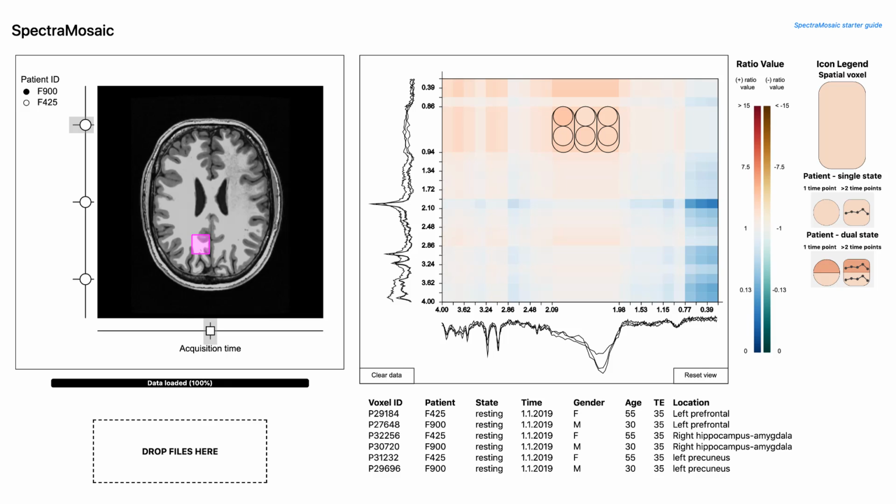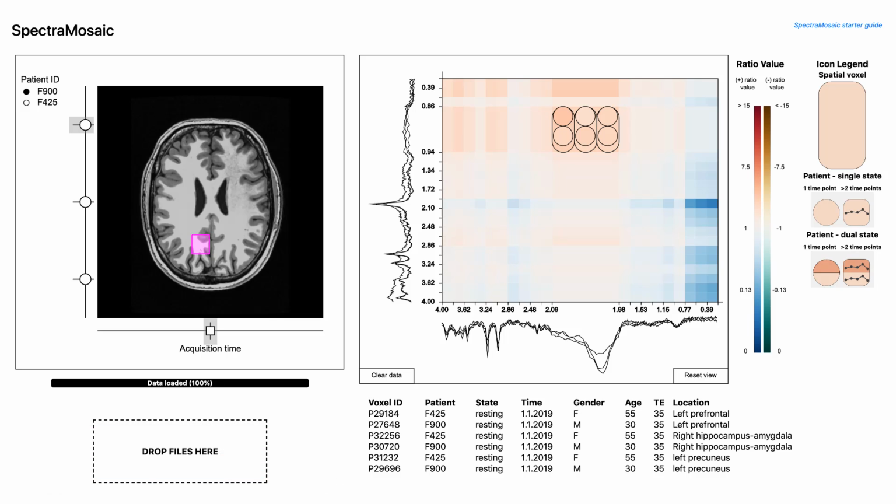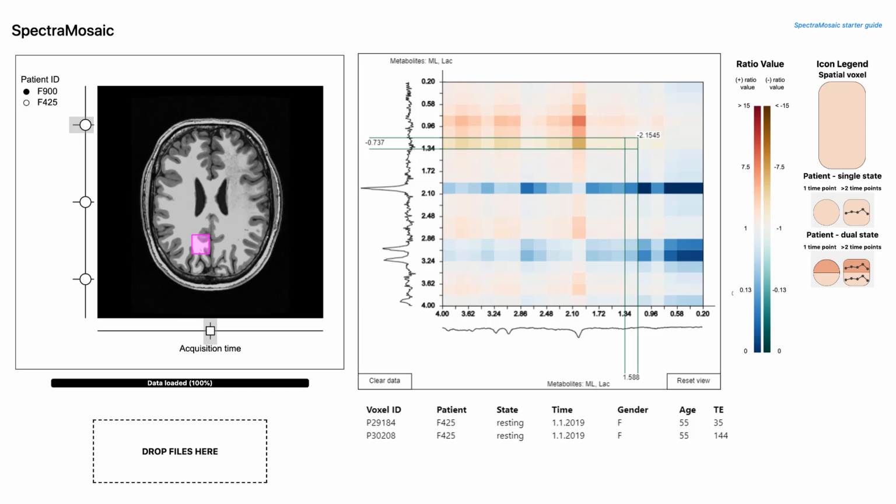In using SpectraMosaic, users are primarily interested in assessing group versus individual variation of metabolites in ratio form. These comparisons may be for similarity assessment, where subtle differences are important to track, as well as for large difference assessments, such as those seen in tumor studies or in research cases where echo time is varied. This tool was developed in close collaboration over several iterations with experts in MR spectroscopy research. For our final design, we gathered additional feedback from several experts in MRS.